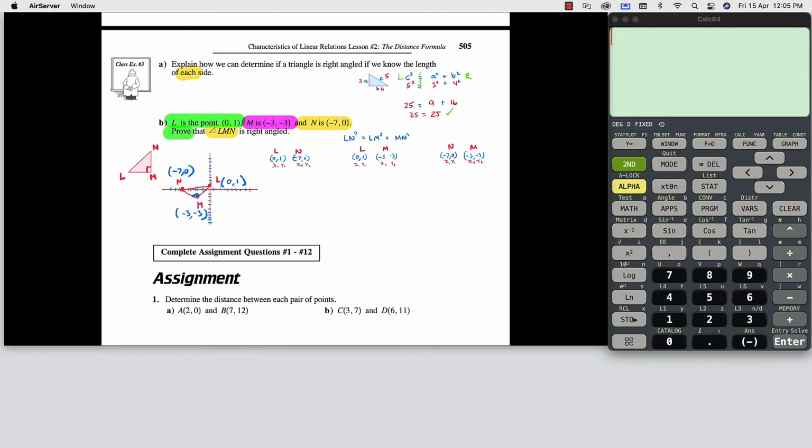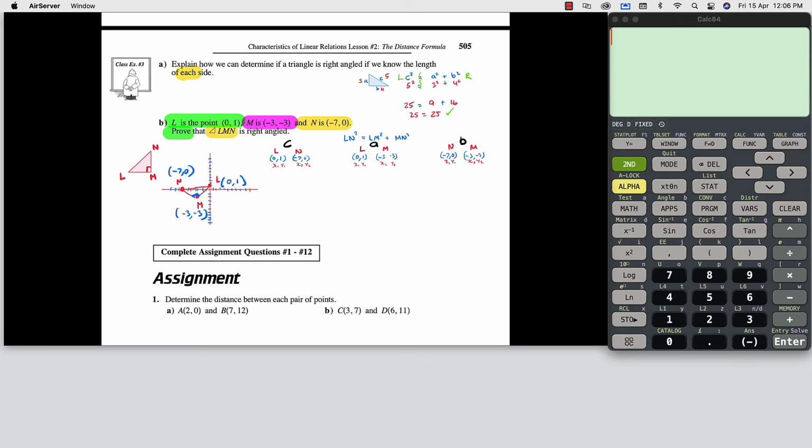So what do we know about a right-angled triangle? Well, C squared equals A squared plus B squared. So I'm just calling one of these, for example, C, and one of them A, and one of them B. So we've got to figure out the length of that line segment between those 2 points. So we'll start off with this LN right here.